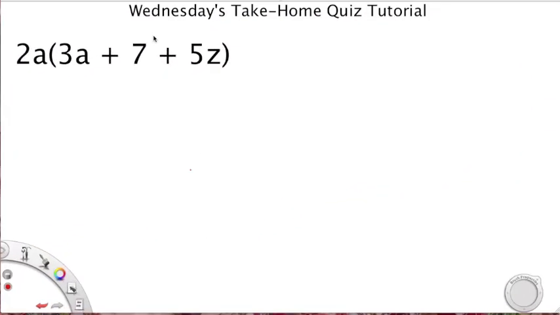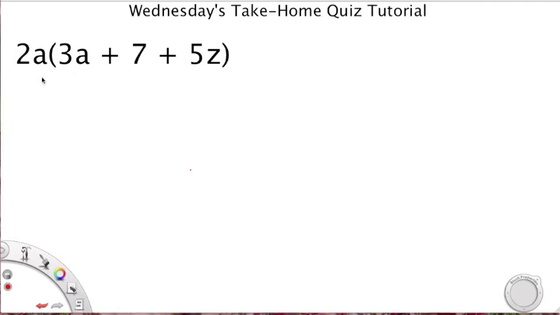Class, let's take a look at this sample problem. I'm going to walk you through this, and if you follow the steps that I show you on this sample problem, this should help you get through any of the problems that you see on the take-home quiz. Okay, let's start out. First of all, we need to look at this algebraic expression. We have 2a times the sum of 3a plus 7 plus 5z, the complete sum of all of this.